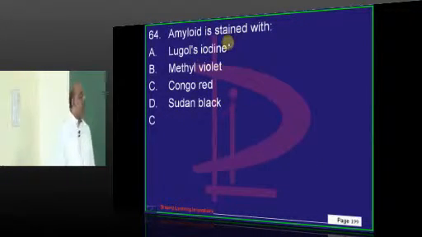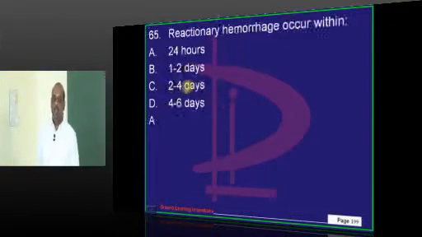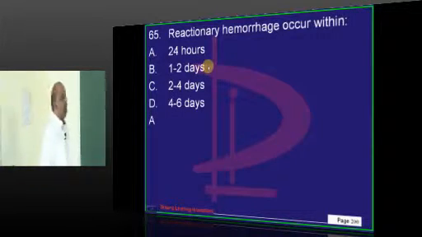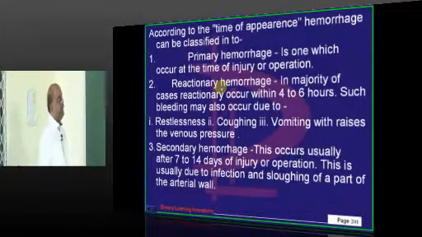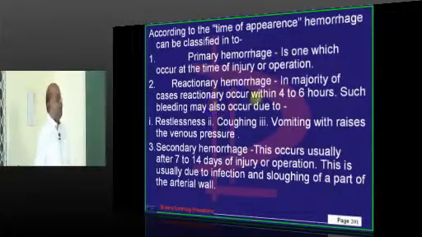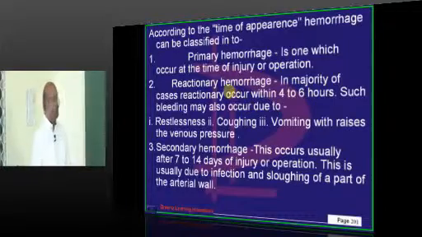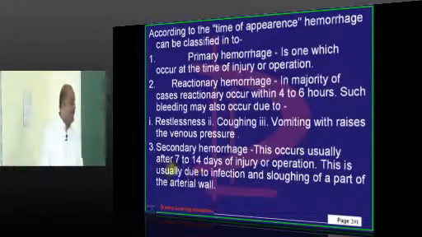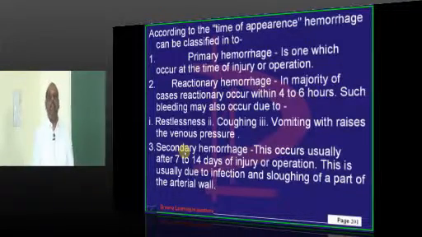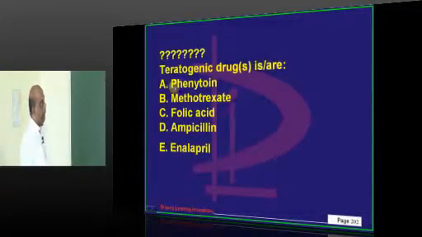Then amyloid is basically stained with Congo red. I think that is the easiest question. What happens within 24 hours is called reactionary hemorrhage. So you have a primary hemorrhage, reactionary hemorrhage. In most people, reactionary hemorrhage occurs within 4 to 6 hours, which needs to be remembered. When it occurs between 7 to 14 days, you call it secondary hemorrhage. Okay, doc.